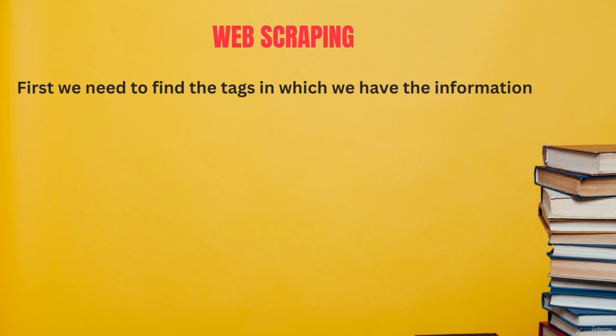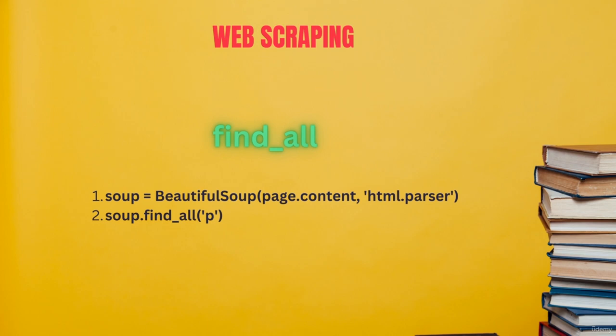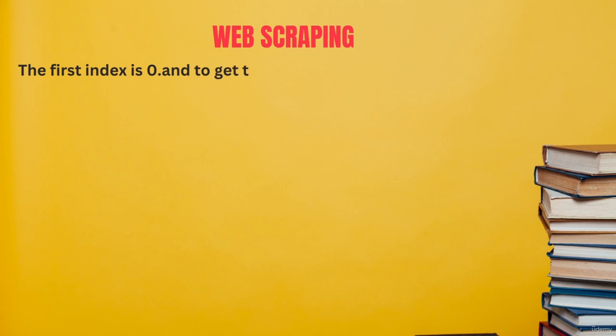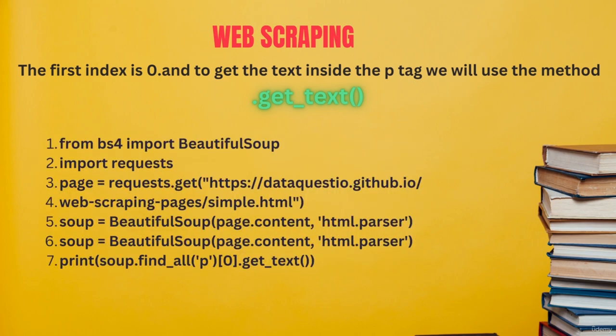So to find the elements, we will use the find all method. This will return a list. Here there is only one p tag, so the list has one element. Notice that the tag is still inside the list. As we know how to access list elements individually, we will access this list the same way. The first index is 0, and to get the text inside the p tag, we will use the method .getText. Now, in the output, we see the text inside the paragraph tag.